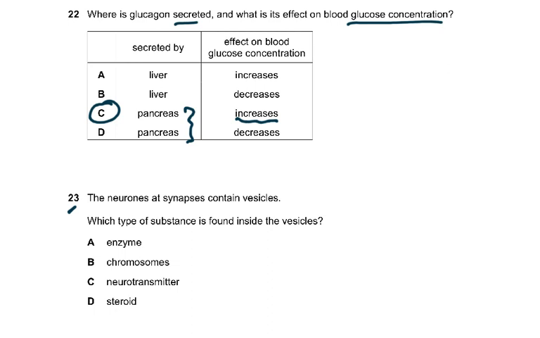Number 23, the neurons at synapses contain vesicles. Which type of substance is found inside the vesicles? Neurotransmitter. Everybody knows that. It's a direct question. If you don't know that, you are absolutely hopeless.